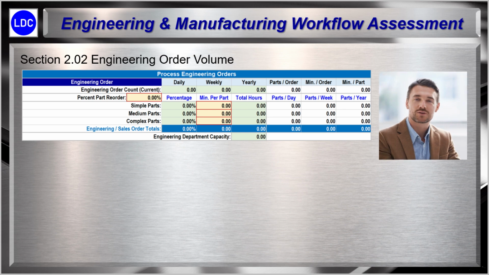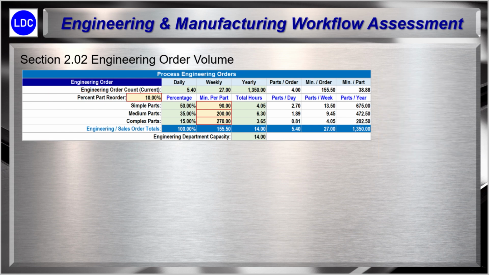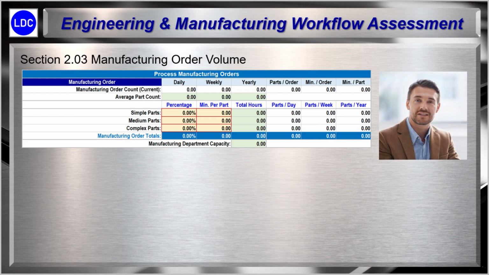This section allows for the definition of the number of engineering orders that are processed each day. This includes breaking down an average engineering order based on the engineering workflow tasks defined in the previous section. This also includes the definition of the number of parts per engineering order that is passed down from the original sales quotation. This section allows for the entry of the number of manufacturing orders that are processed each day.